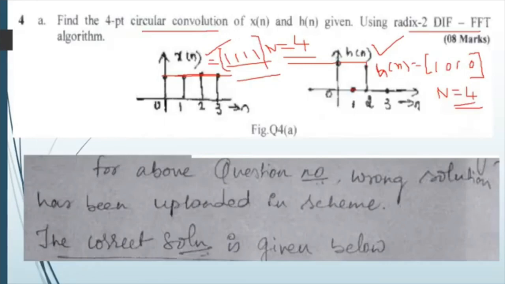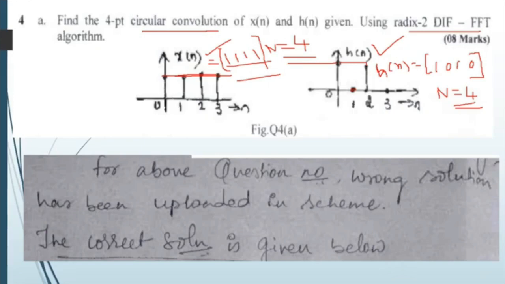Okay, go to the next question, that is question number 4. Question number 4 asks to find the 4-point circular convolution of x of n and h of n using the radix 2 DIF FFT algorithm. You can observe this question. Here there are 2 diagrams given, one with respect to x of n and another with respect to h of n.